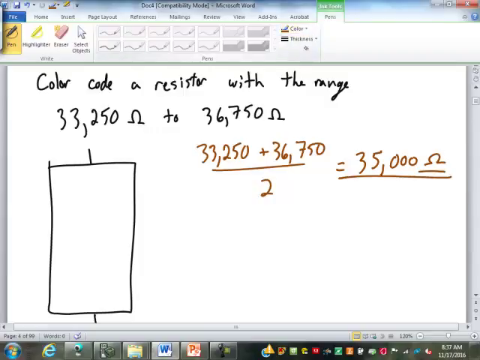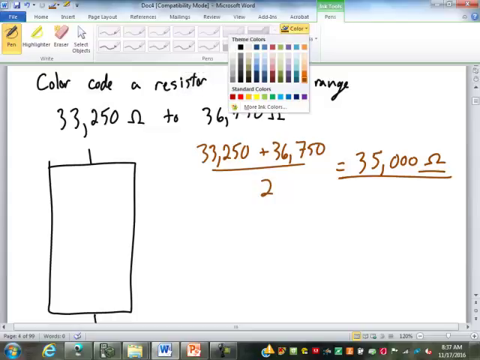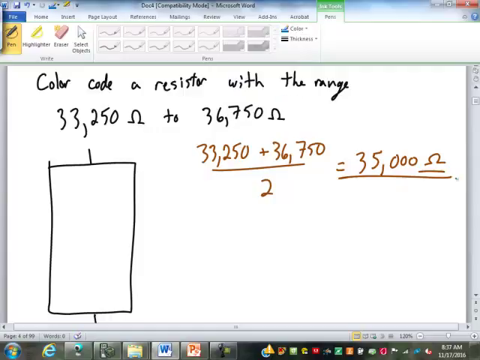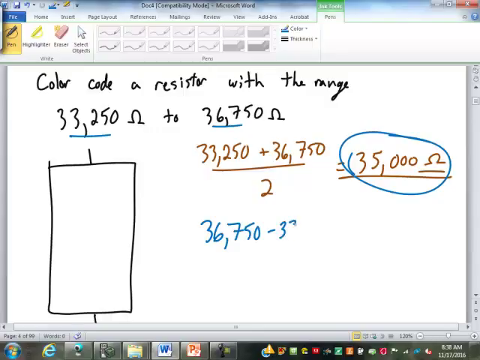Now to find my allowance, I can do one of two things. I can either just subtract, so take this and subtract one of these to get the difference, or I can go back to that original range. And we'll subtract off the smallest one from the largest one to get the difference between them, and then divide that by 2. And I get 1,750 ohms. So that's my plus or minus.